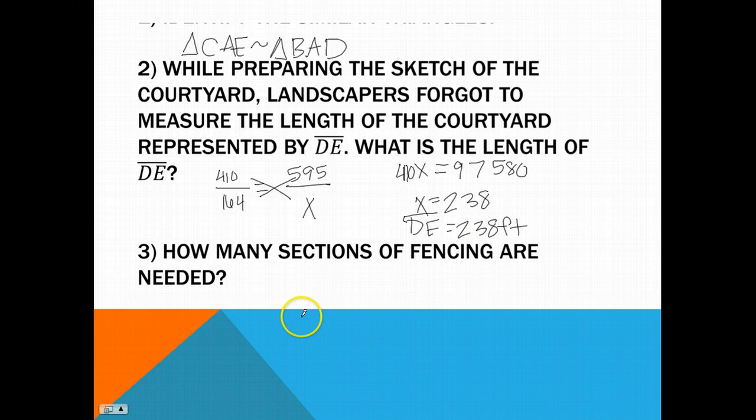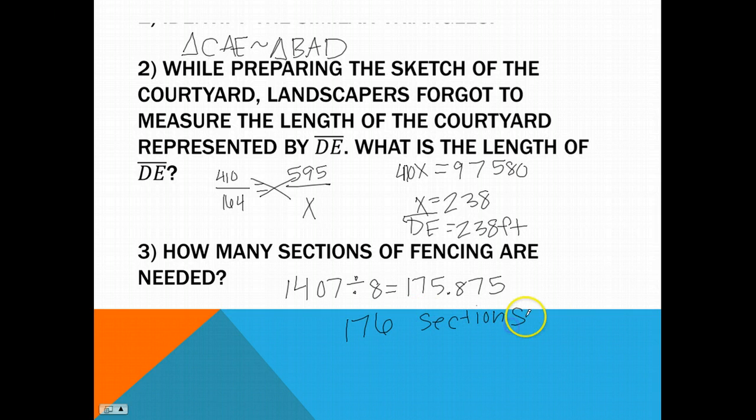And then we're asked how many sections of fencing are needed. Now keep in mind the fencing we're told in the original problem is around the perimeter. So we need to add all the sections up. So 410 plus 164 plus 238 plus 595 is going to give us a total perimeter of 1,407. And in the last statement of the question, we're told the fencing comes in 8-foot lengths. So we'll divide that value by 8. That gives us 175.875. Now the sections are sold in 8-foot lengths, so we can't buy 175.9, we're going to have to round up. So we would need to purchase 176 sections.